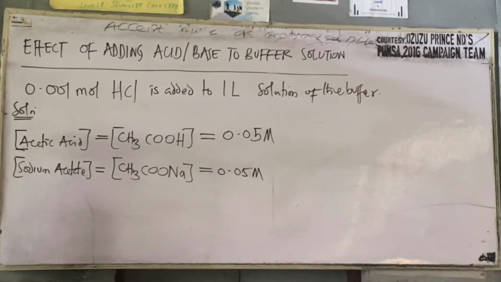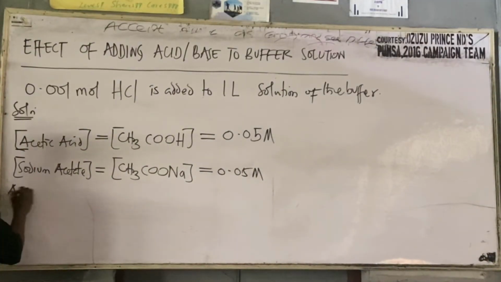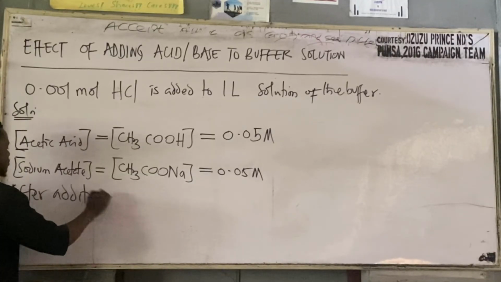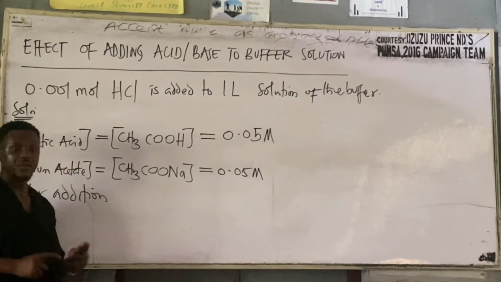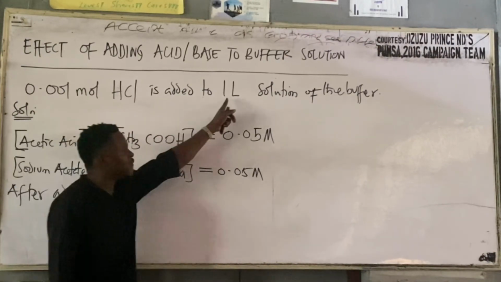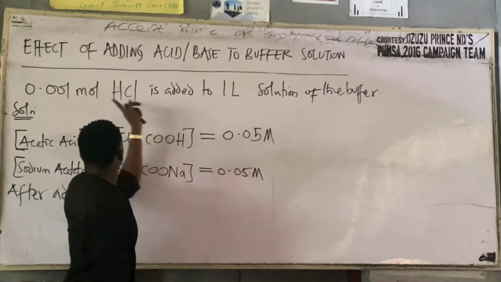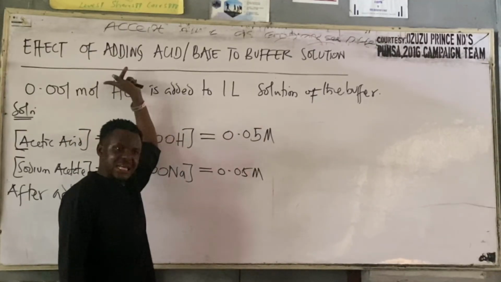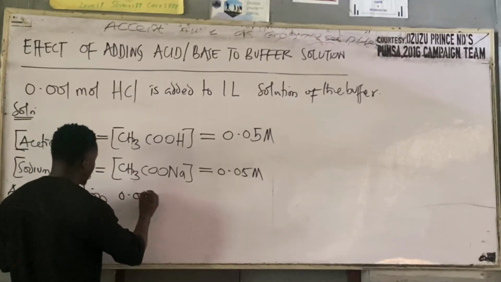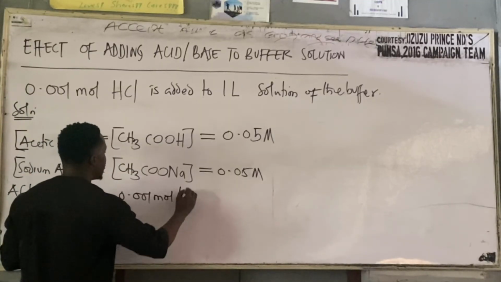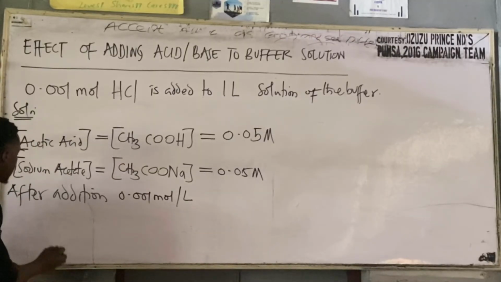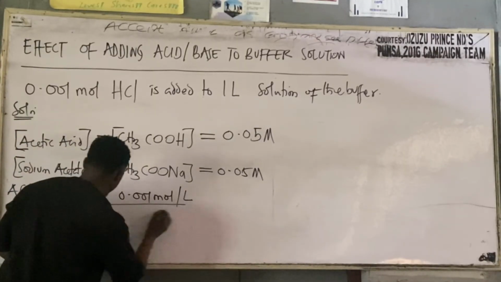Now this is a concentration. After addition, please look up. This stuff is in mole, but since a liter of water is 1 liter, this divided by 1 is still the same thing as this, right? So I will say addition of 0.001 mole per liter. After addition of this, look at what we are going to have now.